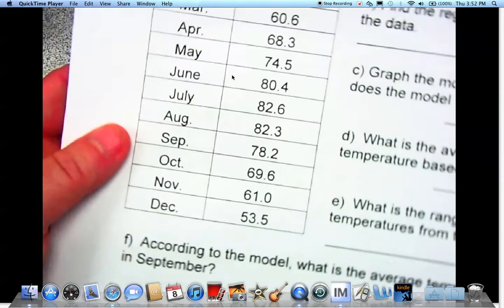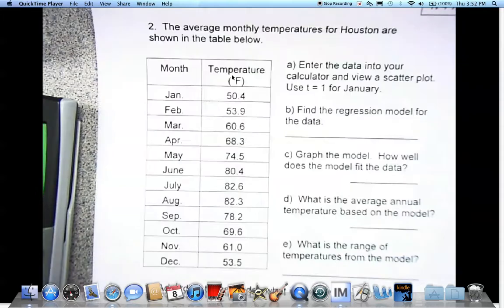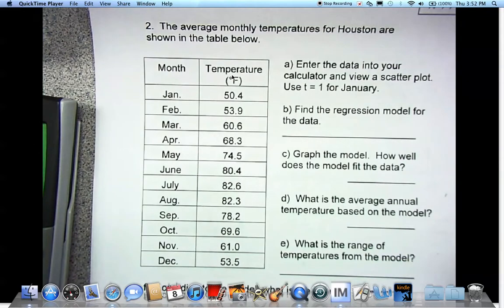Now the next one is something different, but it's not hard at all. This is where you remember stat edit, stat calc, and you do linear regression. I think I remember that whole lesson.